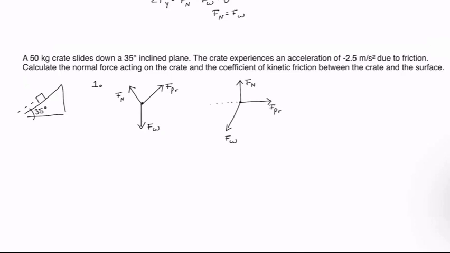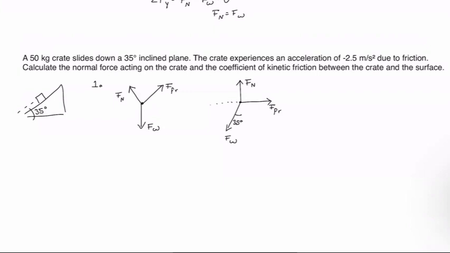Okay, now this angle right here is going to be the same angle that we had over here because that's how much we moved when we rotated our axis. Okay, and therefore this is also 35.